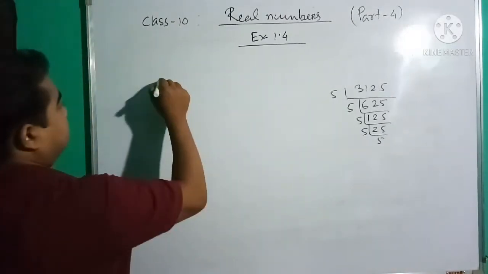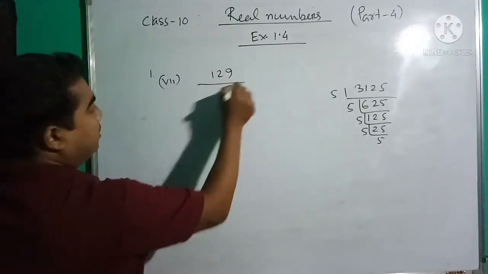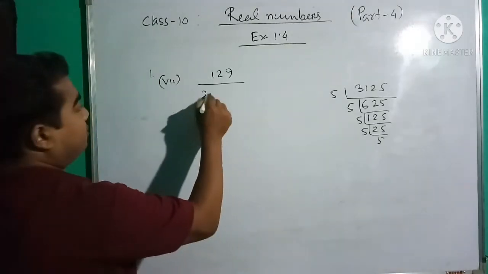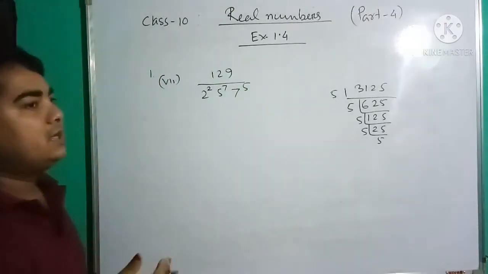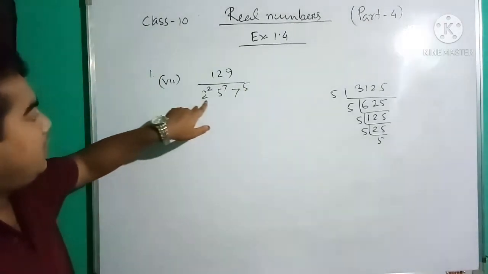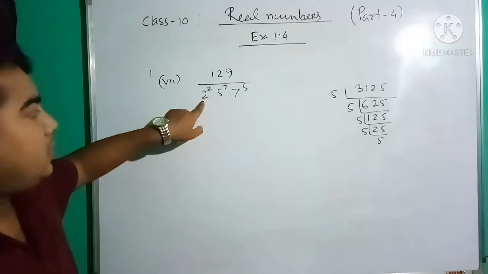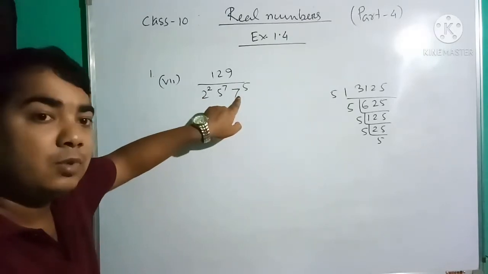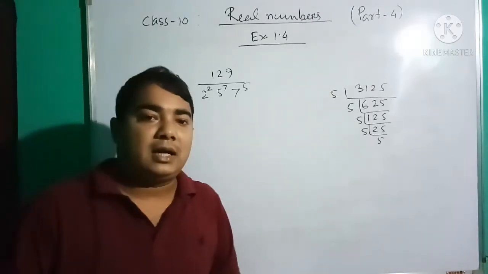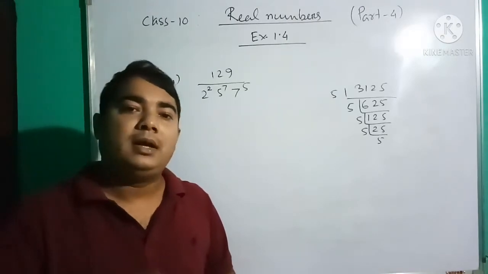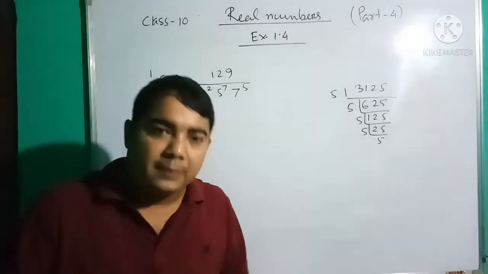Roman number 7 is 129 divided by 2 squared, 5 to the power 7, into 7 to the power 5. See here, no need to expand, it is already given as a factor. Now observe the denominator, that is the q value: 2 yes, 5 yes, but one more number, 7, is included or not. So we can say here q has more factors other than 2 to the power n into 5 to the power m. So its decimal expansion will be non-terminating but repeating.